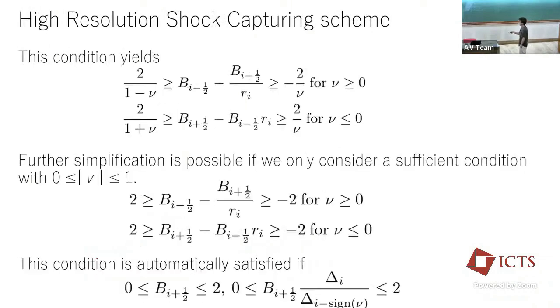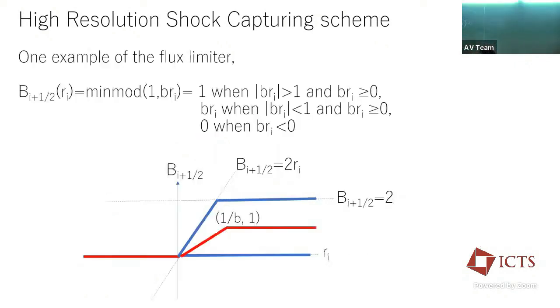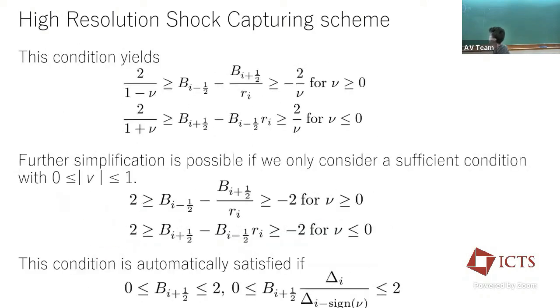So what's the meaning of the negative value of R_i? R_i is defined by something like this. Maybe let me confirm. Sorry, the other way around. So here is R_i = (u_i^n − u_{i−1}^n) divided by (u_{i+1}^n − u_i^n).